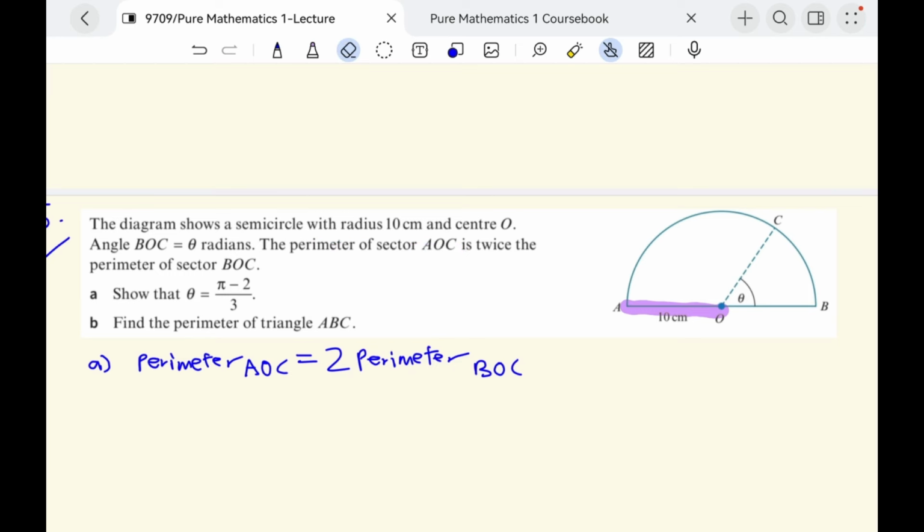Alright, so for part A, show that theta equals pi minus 2 over 3. Okay, so you need to use the information from here to prove this result. Okay, so what is the perimeter of AOC? As I mentioned just now, it is the arc length of AC and two radius. Okay, that equals twice the perimeter, the arc length of BC and two radius. So you may expand inside.